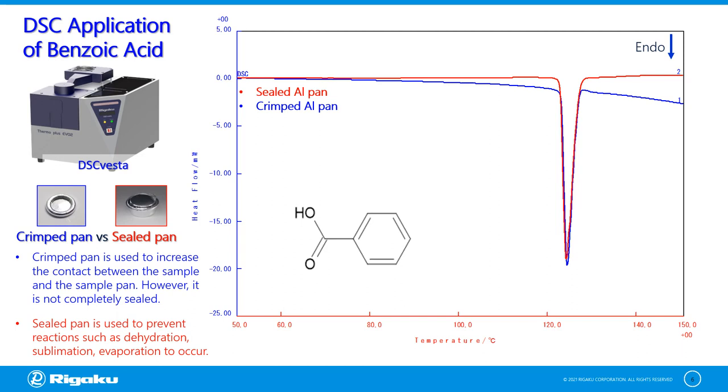After the melting reaction, the DSC signal did not return to the baseline and it continues towards the endothermic direction due to evaporation. However, these reactions were not observed in the sealed aluminum pan except for the melting reaction. The use of sealed aluminum pan is effective in suppressing reactions such as sublimation and evaporation as shown in this application, allowing the measurement of melting in subliming materials.